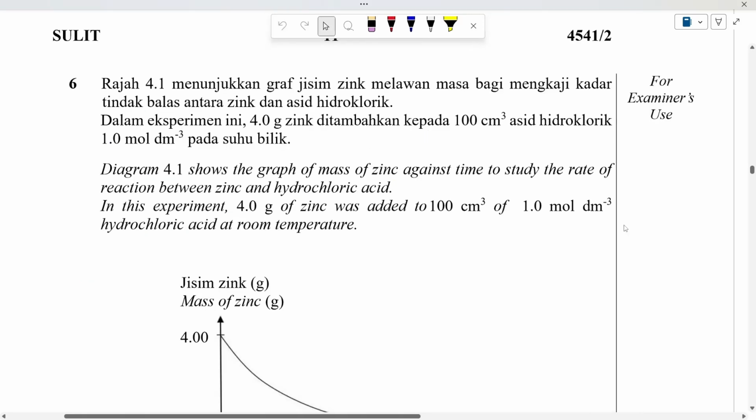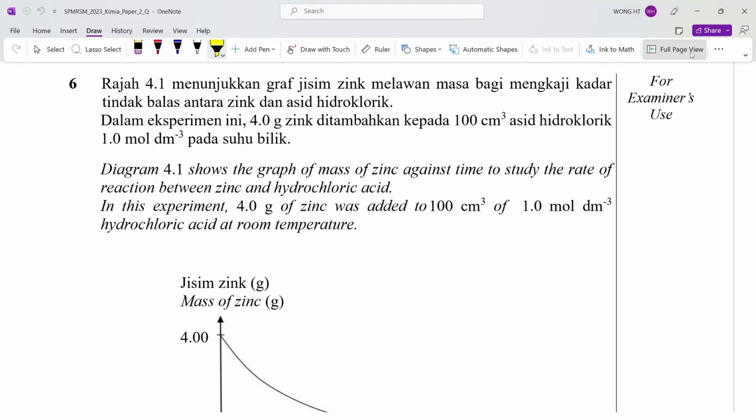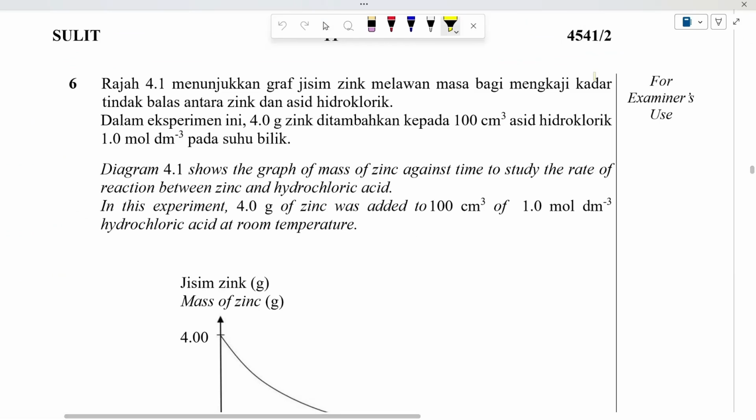Okay, now we look into question number 6. The diagram shows the graph of mass of zinc during the reaction. Okay, mass of zinc against time. So we want to study the rate of reaction between the zinc and hydrochloric acid. In this experiment, 4 grams of zinc is added to 100 cubic centimeter, 1 mole per cubic decimeter.